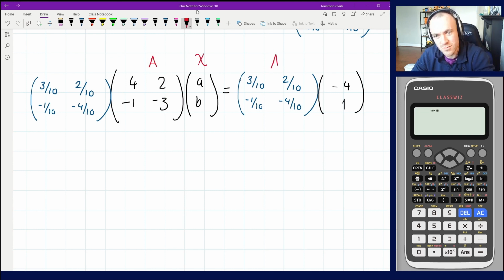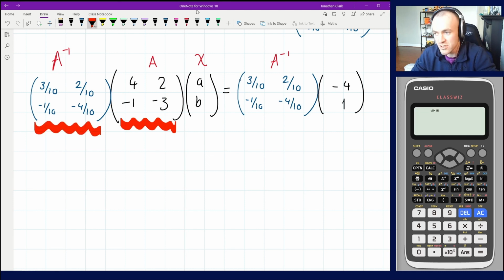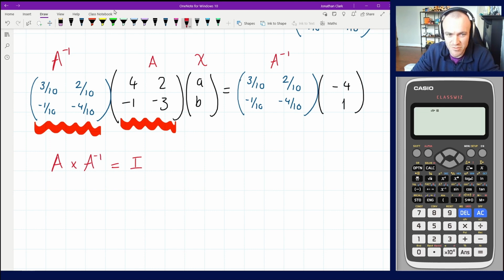However, what I've got over here is a matrix and its inverse next to each other. And the general rule of matrices is if you multiply a matrix by its inverse, you just get the identity matrix, right? And that's something that you can verify. You can run it through on your calculator. Multiplying these matrices together should just give you the identity.